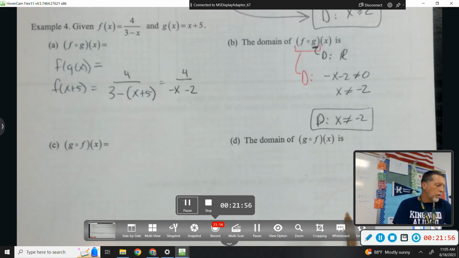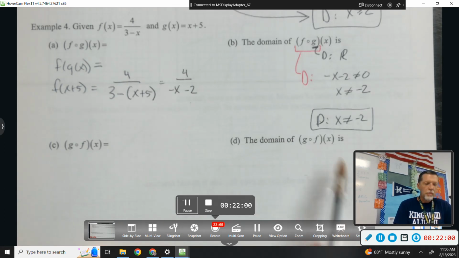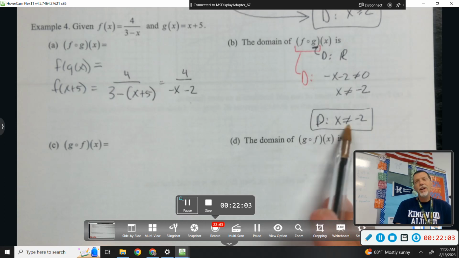With the interval notation? Yeah. You don't have to. I mean, it would be negative infinity to negative 2, negative 2 to infinity.